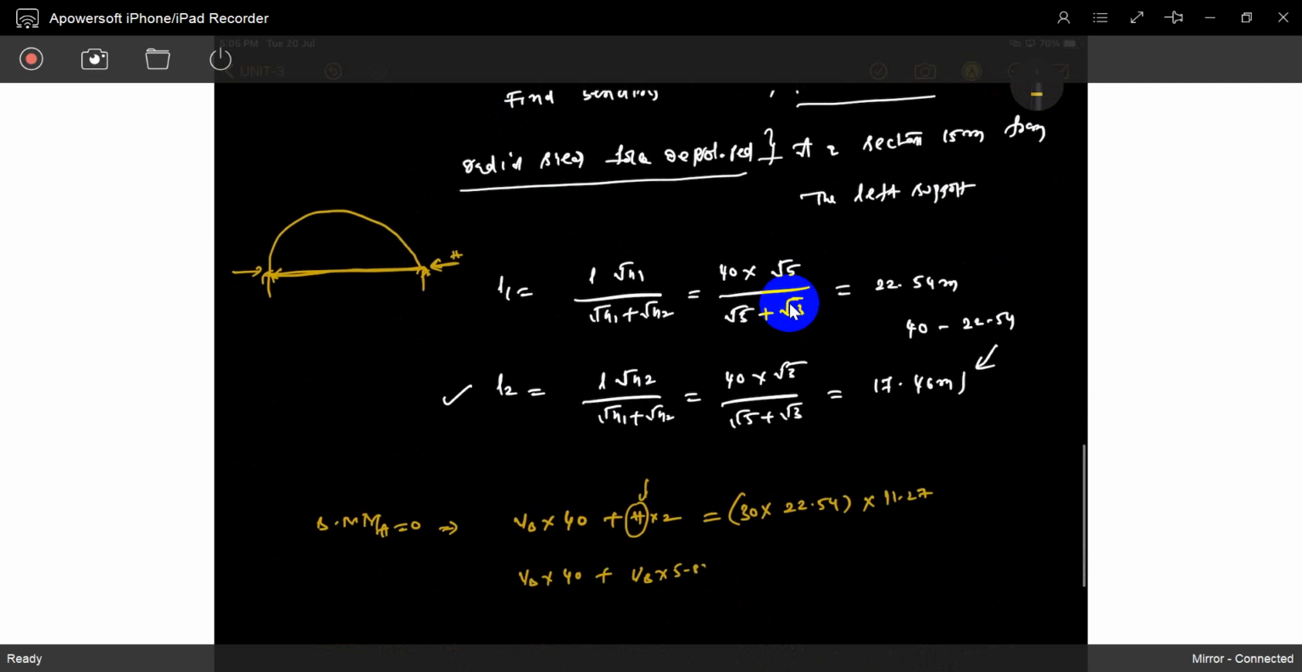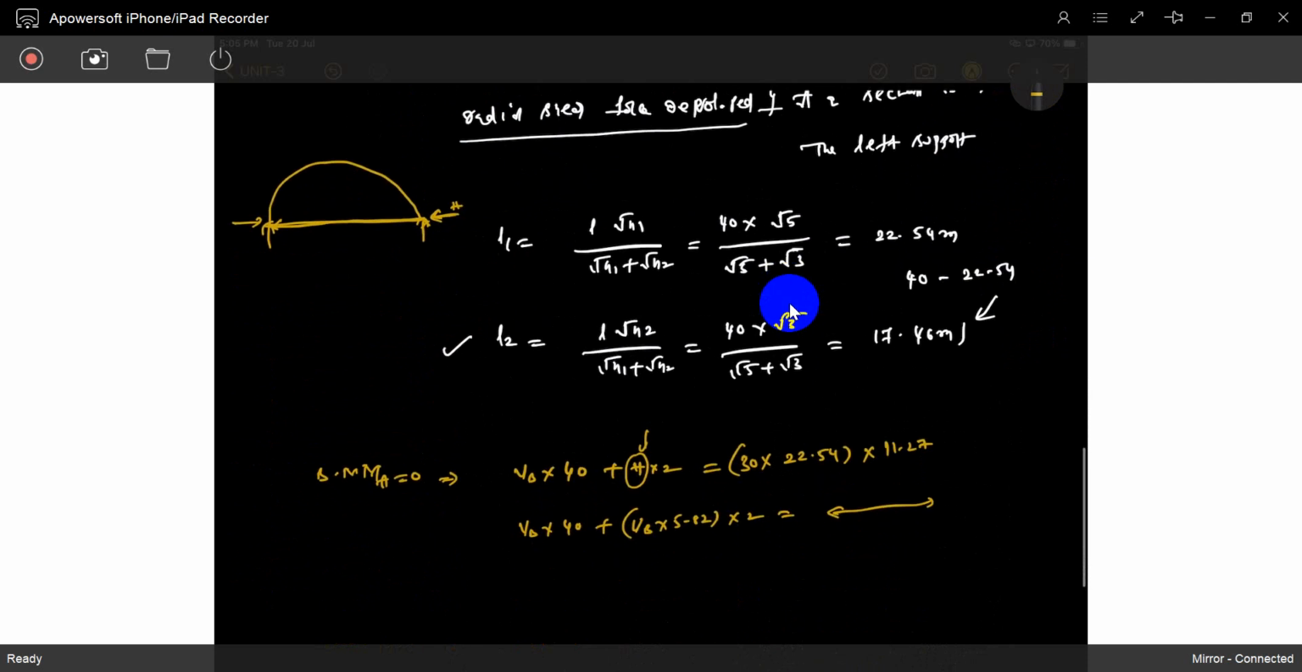VB, 5.82 multiplied with 2, is equal to this value. So what is that value? 5.82 multiplied with 2 is 11.64. Answer plus 40, so 51.